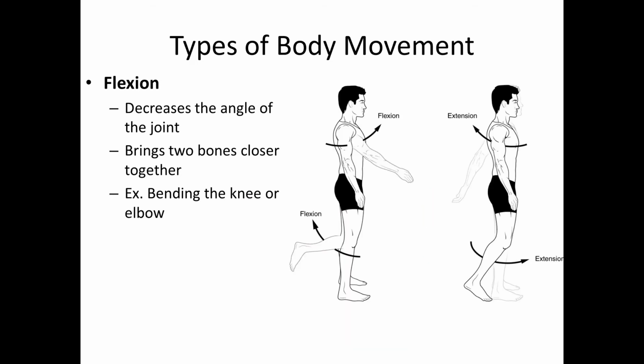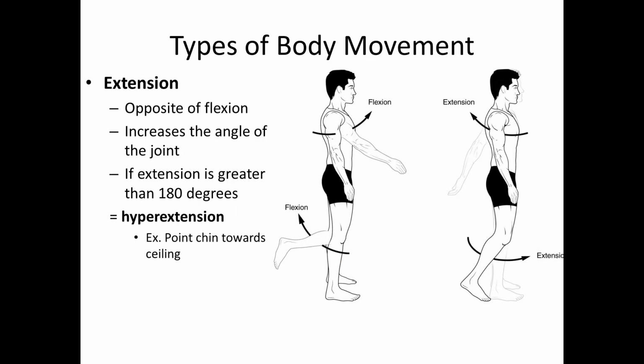The first type of movement that we can talk about is flexion. If we are flexing a muscle, we are going to be decreasing the angle of the joint, aka it's going to bring two bones closer together. So if we are looking here at this diagram, when we are standing in anatomical position, to flex your arm, we are going to decrease the angle of the joint and we're going to raise it. Same thing here for flexing the knee. We're going to bend our leg backwards.